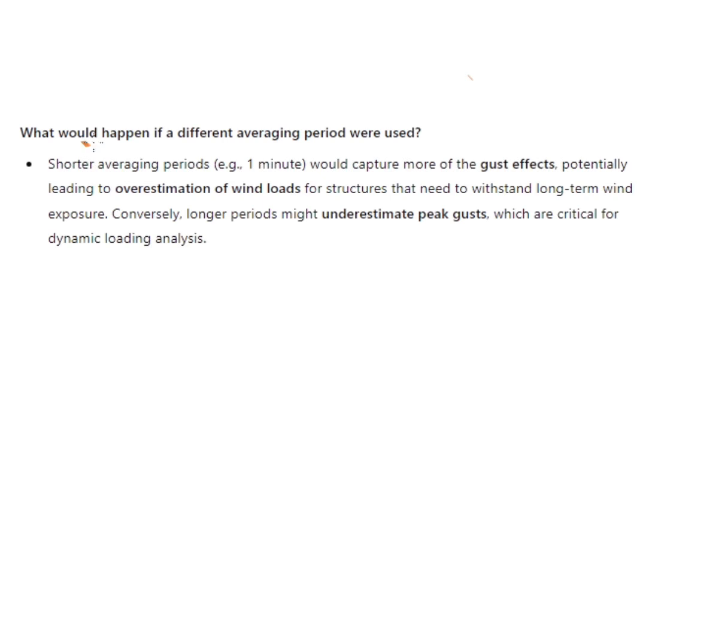Next question, we can see what would happen if a different averaging period were used. For example, shorter averaging periods, for example 1 minute, would capture more of the gust effect, potentially leading to overestimation of wind loads for structures that need to withstand long-term wind exposure. Conversely, longer periods might underestimate peak gusts, which are critical for dynamic loading analysis. So if we are not taking the correct averaging period, then there are consequences.